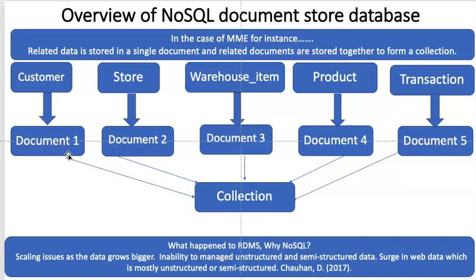Within each document, we could also have sub-documents, and these sub-documents are often referred to as embedded documents. We are going to see their importance just in a moment. And the documents within the collections are independent, and this tends to enhance performance and also reduce concurrency issues.